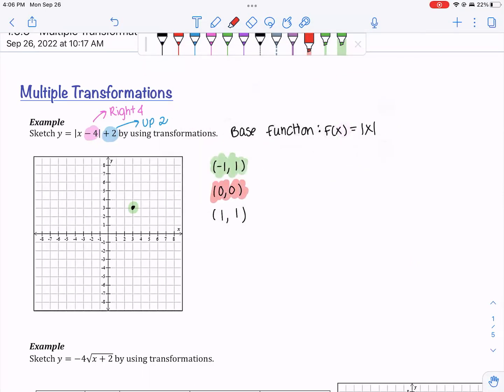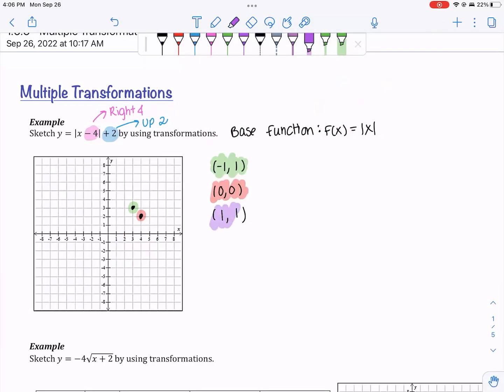The point 0, 0 starts here. We're moving him to the right 4. 1, 2, 3, 4. And up 2. 1, 2. So he is moved to the point 4, 2.